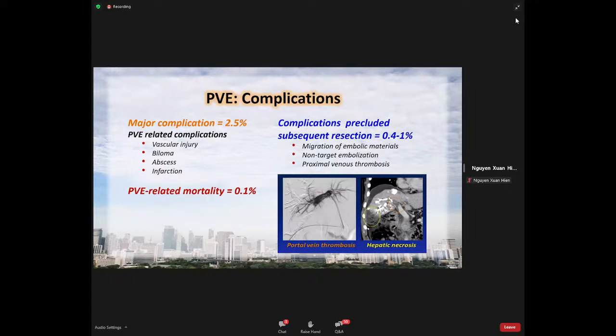The major complications of PVE have been reported around 2.5% and mortality around 0.1%. The major concern is complications that preclude subsequent hepatic resection. For example, embolic material migration, non-target embolization, or proximal venous thrombosis.